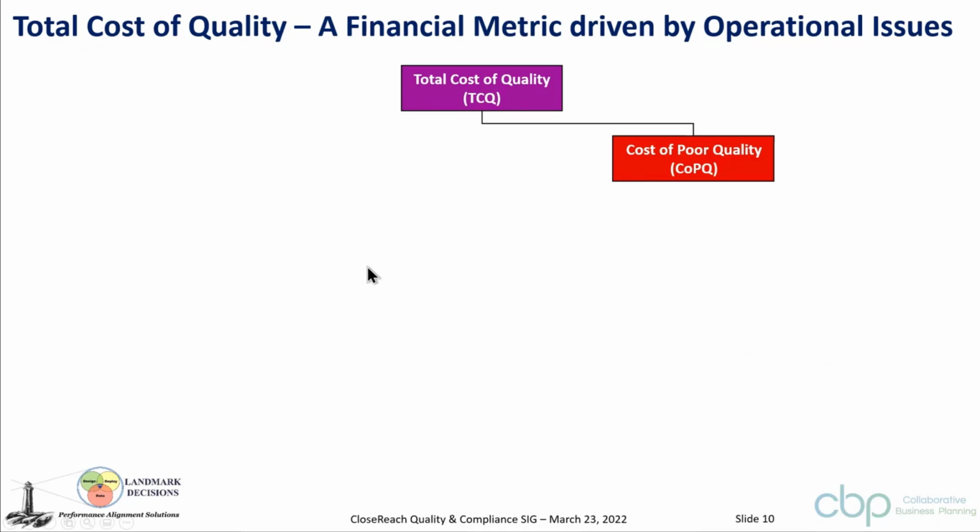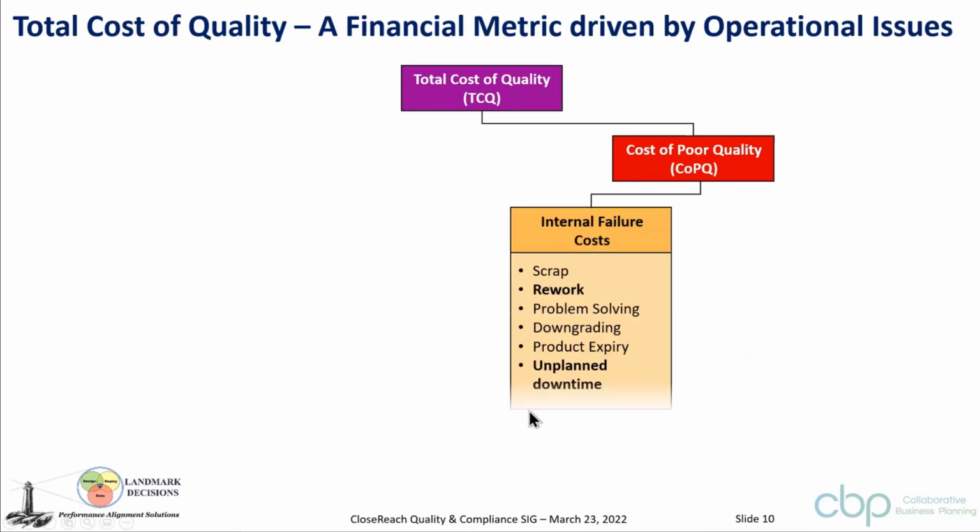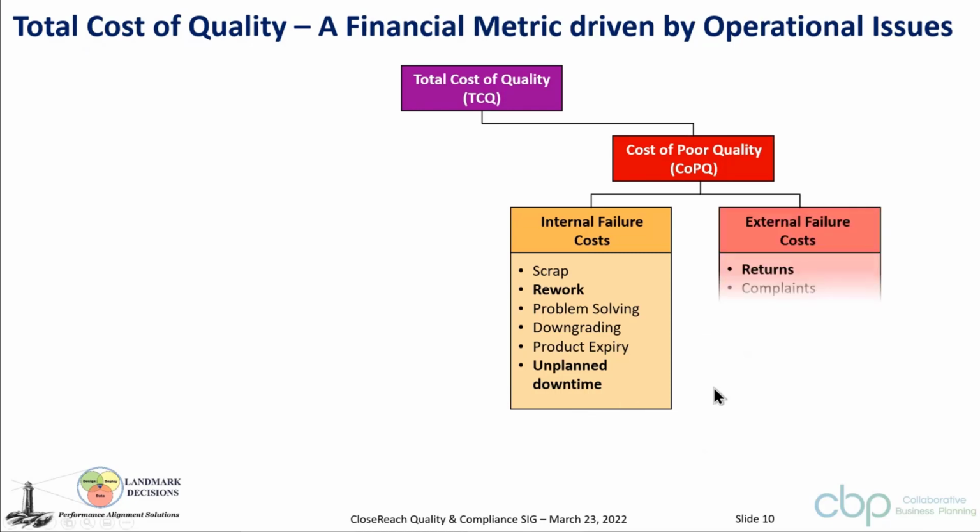The cost of poor quality, which is usually defined as the internal failure cost, so scrap, rework, downgrading of product as a result of not meeting certain specifications, product expiring, particularly in the food industry, unplanned downtime. These are all things that actually increase cost in the organization, and are things that we'd obviously want to minimize.